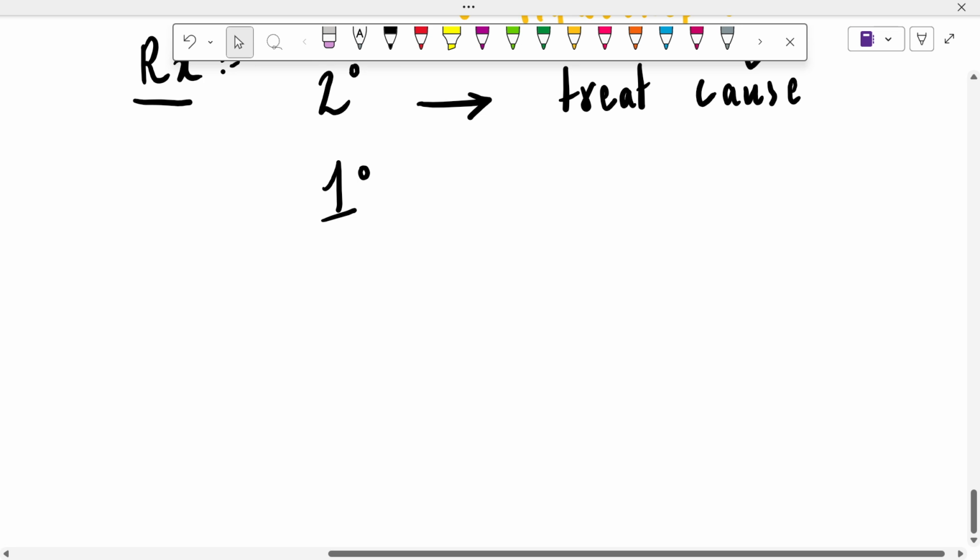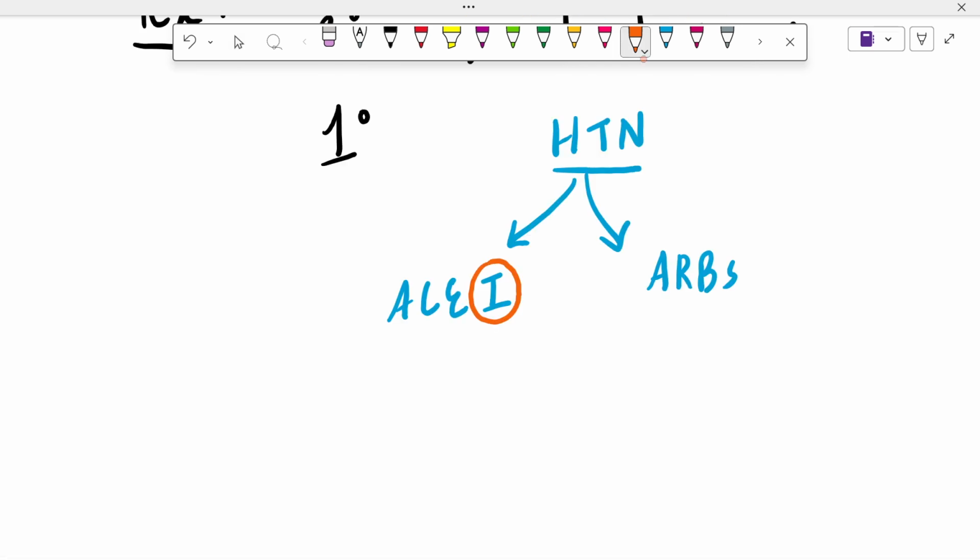So for hypertension, we can give ACE inhibitors, angiotensin converting enzyme inhibitors, and ARBs, angiotensin receptor blockers. These both will cause decreased aldosterone because one is an inhibitor of angiotensin converting enzyme and the other is an angiotensin receptor blocker. It means that with both of these drugs, aldosterone will be deficient. They will inhibit the aldosterone production.